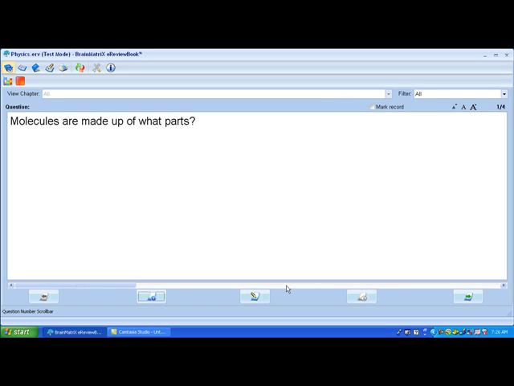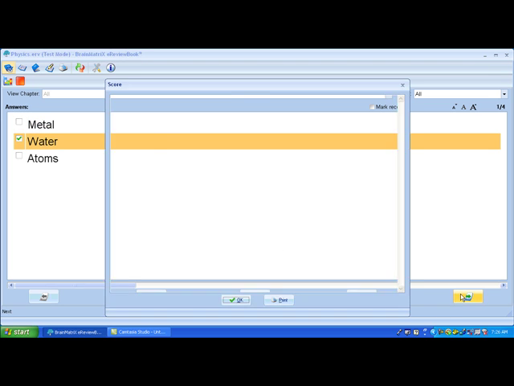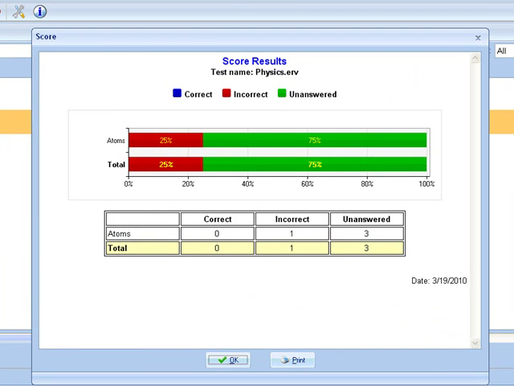Molecules are made up of what parts? We answer the question. Let's say we think it's water, and we advance. And we see that we skipped. There were 4 questions, and we only answered 1. And we got that one that we answered incorrect. And 3 were left unanswered.